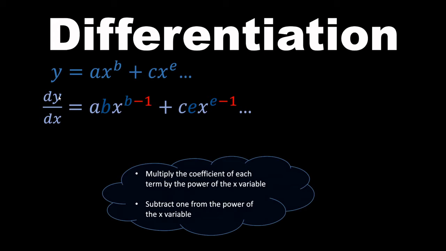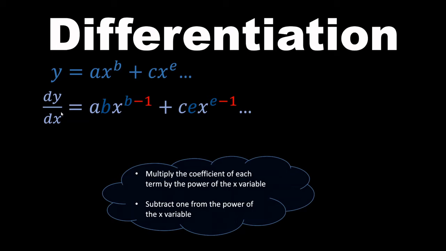So, to find dy dx, that's the differentiated y equation in terms of x, we took the power of the x and we multiplied it by the coefficient of that x term. And then we subtracted 1 from that power. For the second term, we did the exact same thing. We took the power of the x and we multiplied it by the coefficient of that x term out front. And then we remembered to subtract 1 from that power. Note the dot, dot, dot. We'll do the same thing for all terms of this equation.